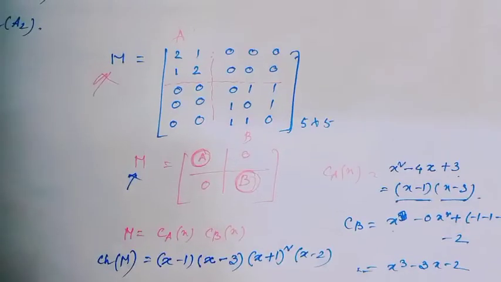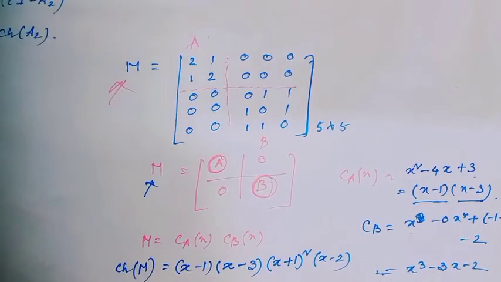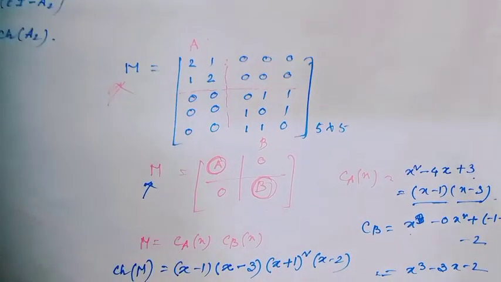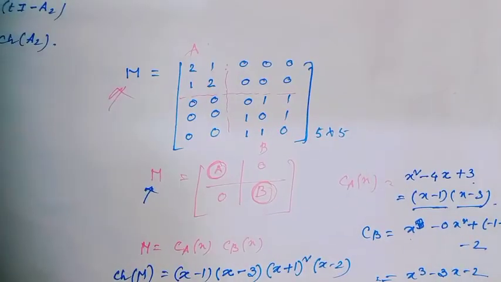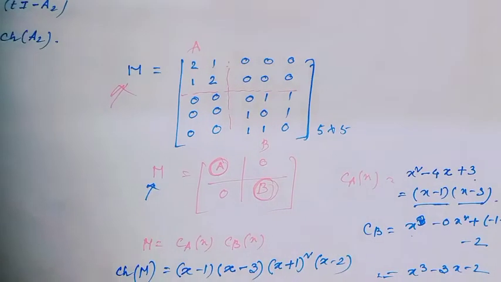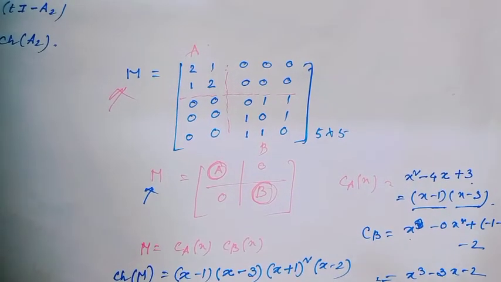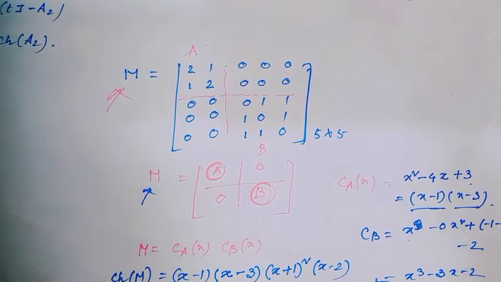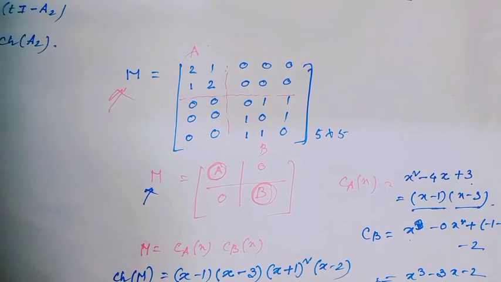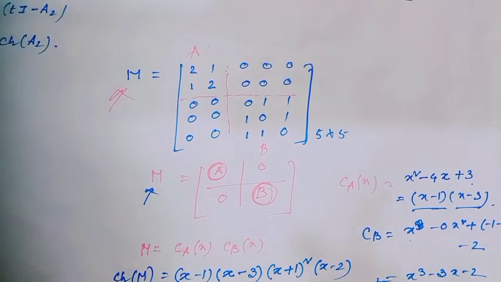Have you understood the method? If the matrix is block diagonal or block upper triangular or block lower triangular, the characteristic polynomial is always equal to the product of the characteristic polynomials of every diagonal block. Okay? I hope all my viewers have understood how we find the characteristic polynomial of a block matrix.